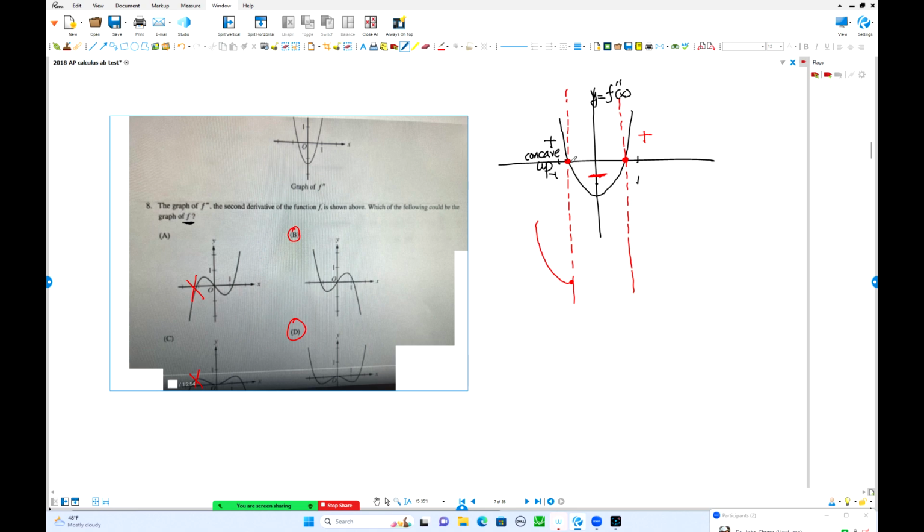All the way this one, okay, from this point, this one is concave down, right? So from here to here, concave down, okay? After this point, concave up again, right? This is concave up. It's okay? Positive. Concave up.